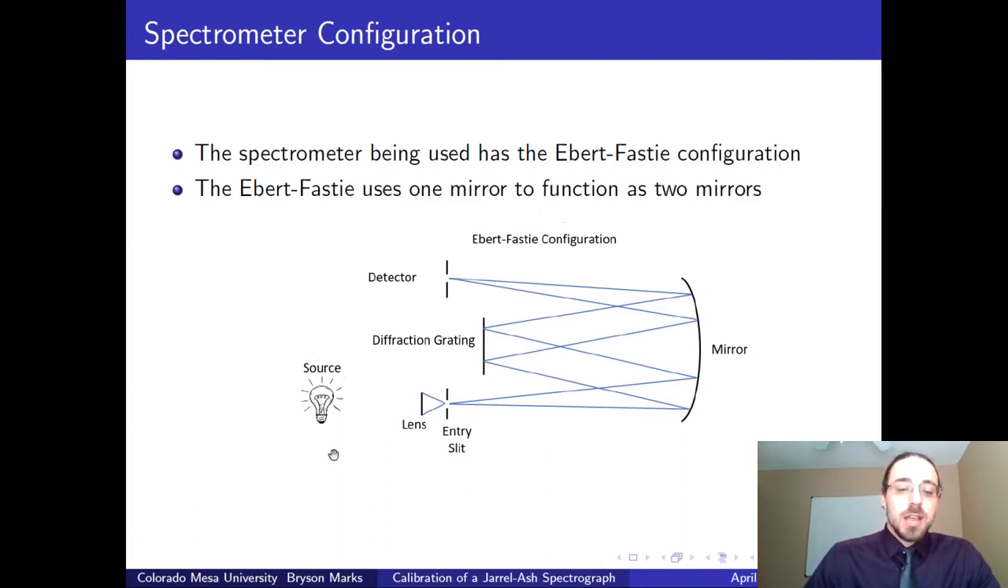Well, the source here will give off light. It will then travel towards the lens, refract, and focus towards the entry slit. Once the light travels through the entry slit, it will disperse outwards towards the first subsection portion of the mirror. It will then travel towards the diffraction grating. Now, once it travels towards the diffraction grating, it will travel to the second subsection portion of the mirror. And once it makes contact with the second subsection portion of the mirror, it will then focus the light towards the detector.